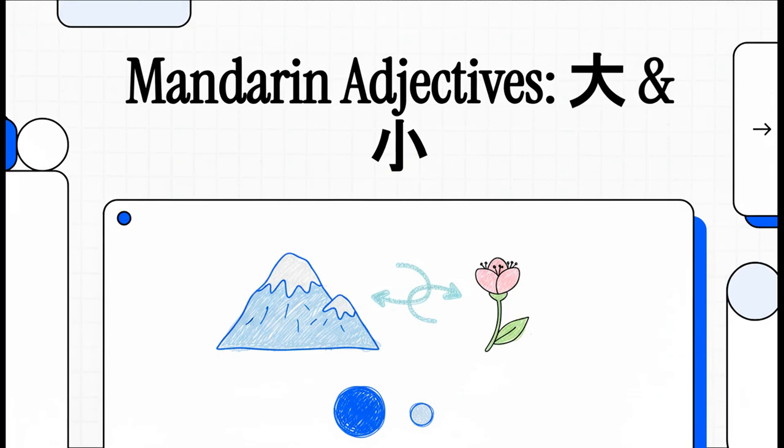Hello, everyone, and welcome. Today, we're going to take a deep dive into the very foundation of how we describe things in Mandarin Chinese. We're going to be focusing on two of the most basic, but also surprisingly deep characters, the words for big and small.